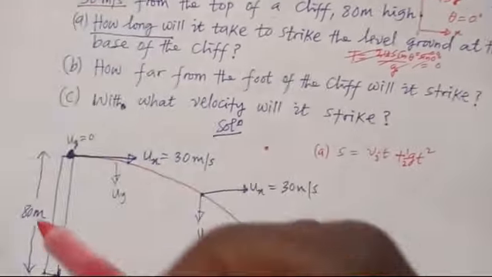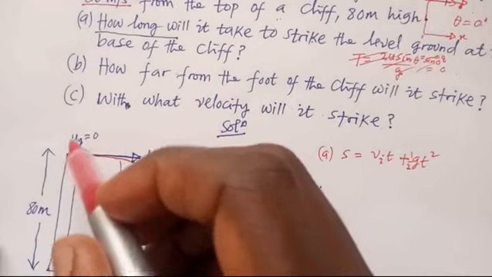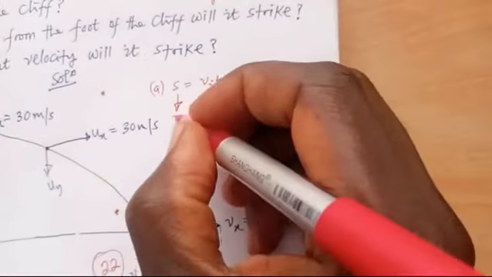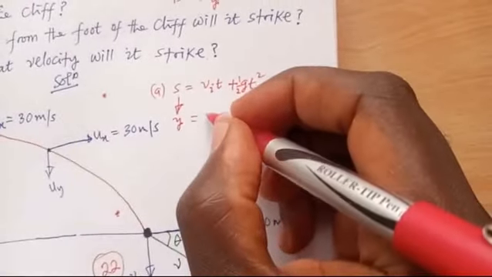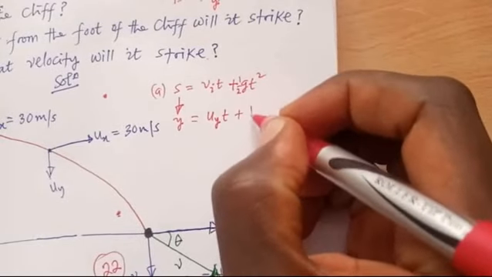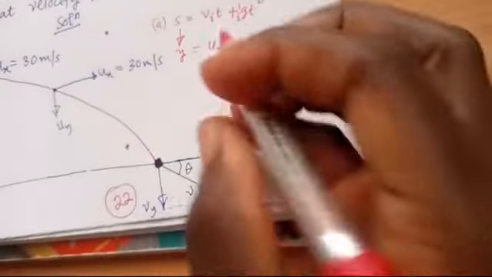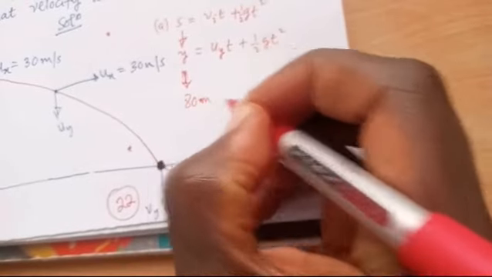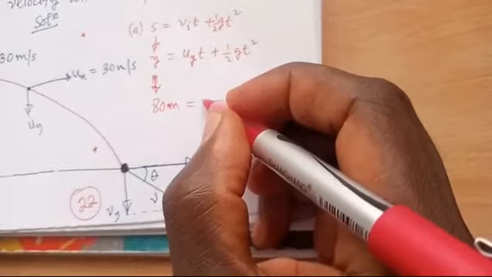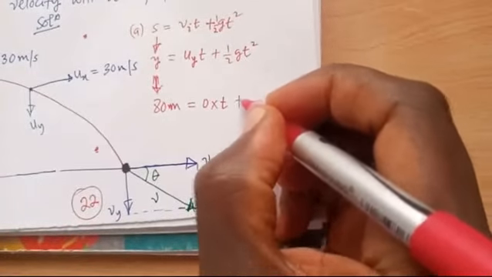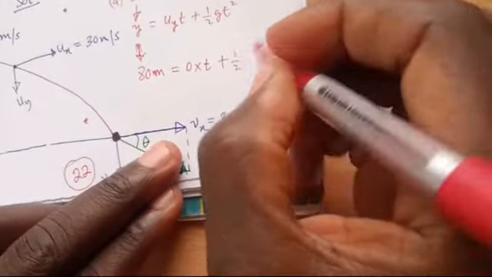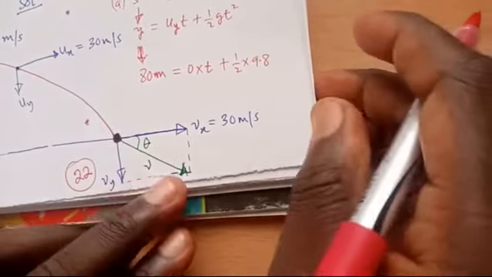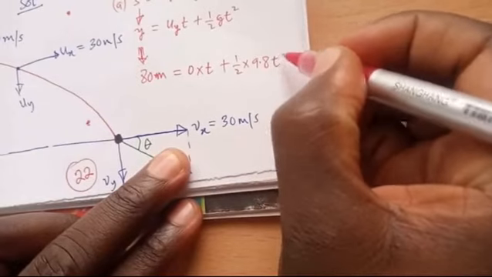So what I know is this one. This one is vertical, so I will use the initial vertical velocity. It means this should be y, the vertical displacement, and this should be u sub y t plus half g t squared. So now this should be 80 meters equals u sub y, which is 0, times time t, plus half multiplied by 9.8. We are taking 9.8 as our g, and then t should be squared.